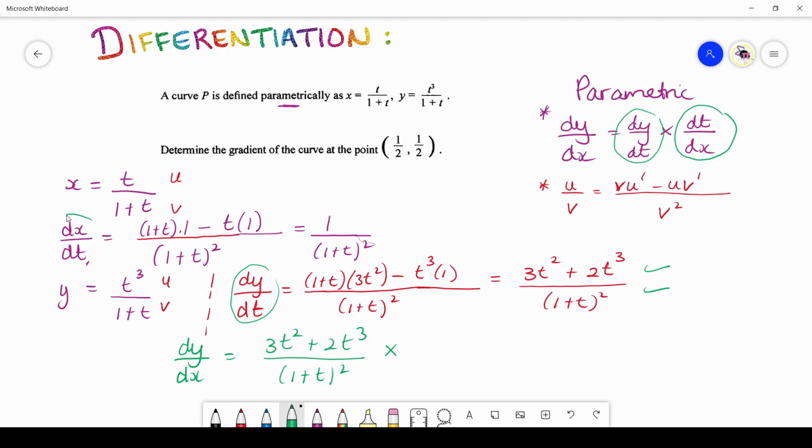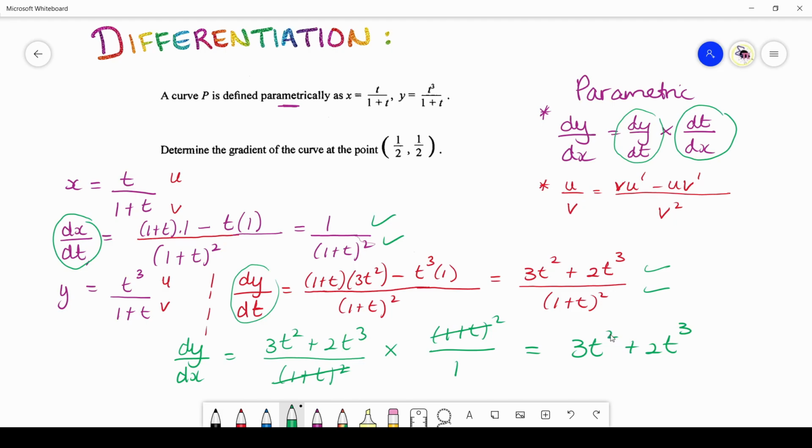Now, dx dt is equal to this. So therefore, dt dx means that you just need to flip it. So flipping that, you will get 1 plus t all squared on the top over 1. So just remember to flip. Usually you would have to flip your second term. And a lovely cancellation is happening here. So that just means that we're getting dy dx to be equal to 3t squared plus 2t cubed.